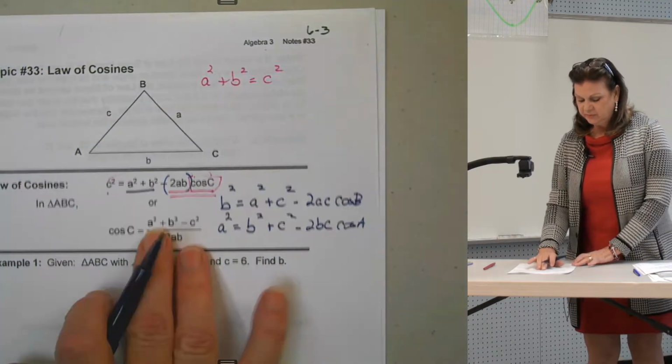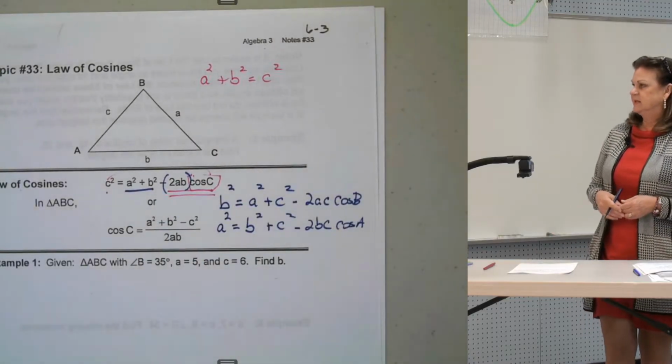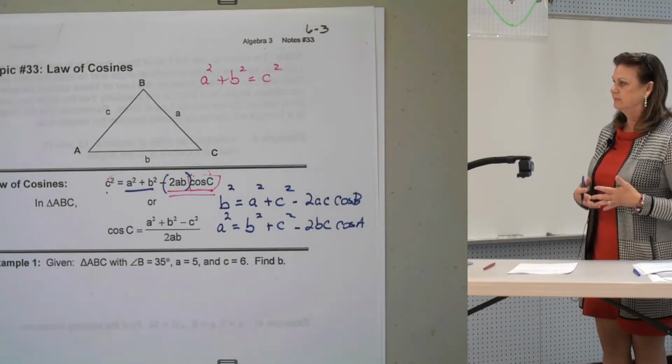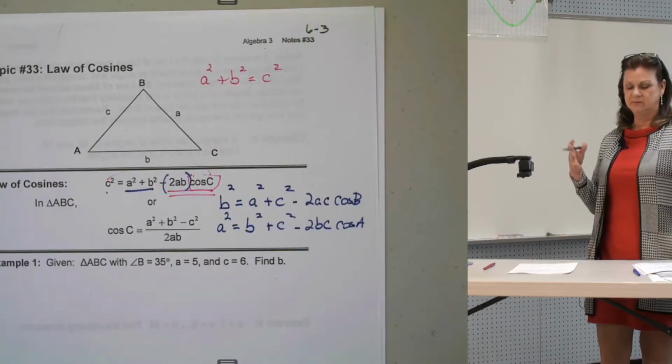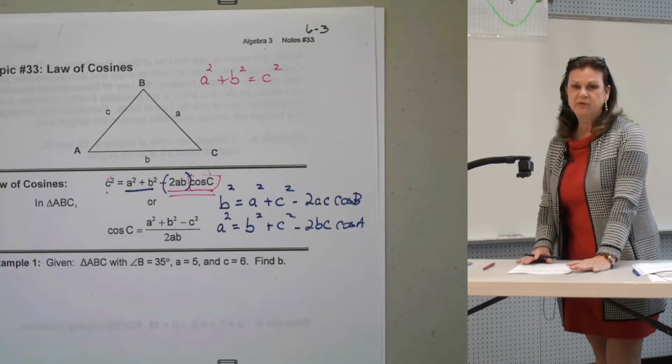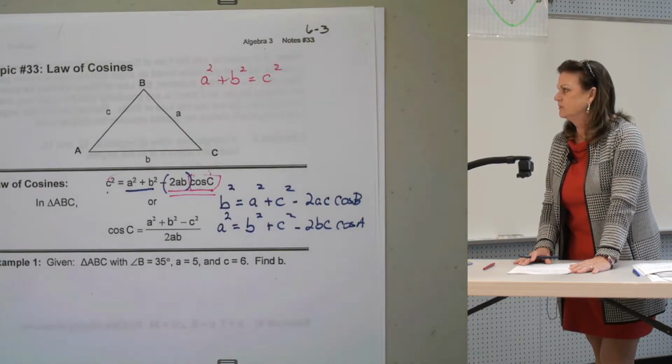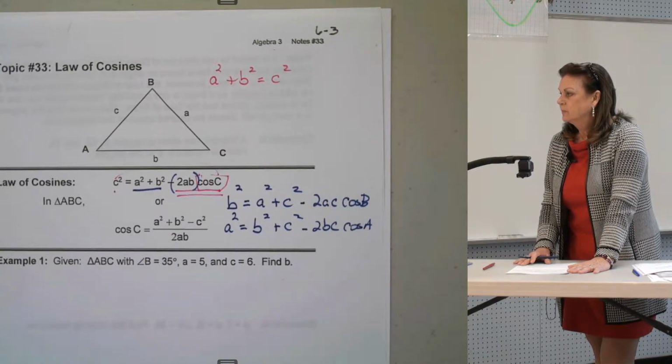Now, you don't really have to worry about the cosine C. That's just the manipulation of moving the A and the B and dividing out. It's just showing you that there's an algebraic manipulation involved if you want to. All right, so here we go.